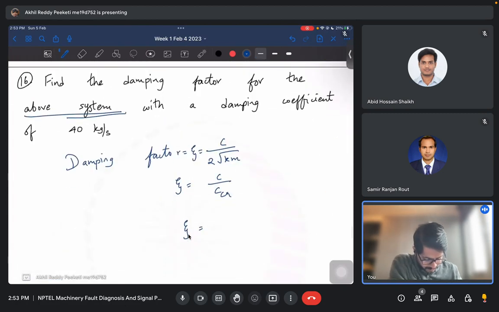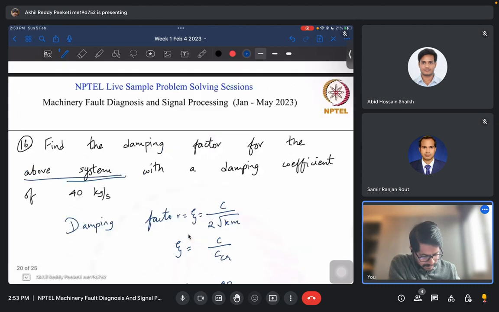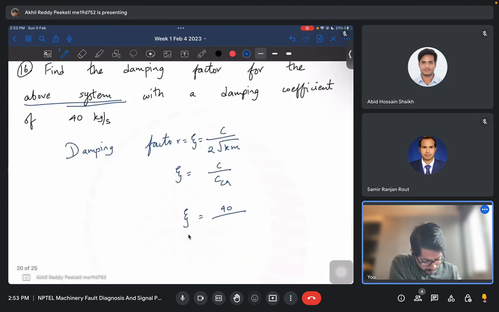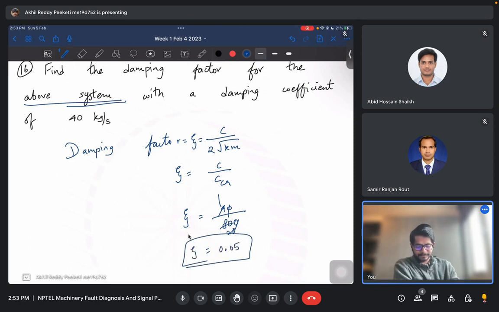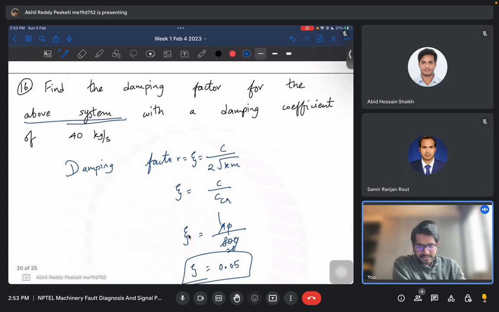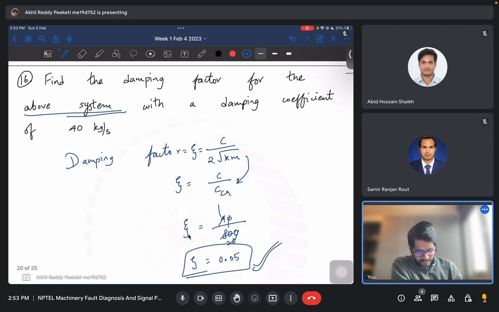So then the damping factor would be 40 by the critical damping, 800. So the damping factor would be 0.05. So this is how you can estimate the damping factor if you know the damping coefficient and the critical damping, or if you know only mass and stiffness, then you can estimate the critical damping and then you can estimate the damping factor.